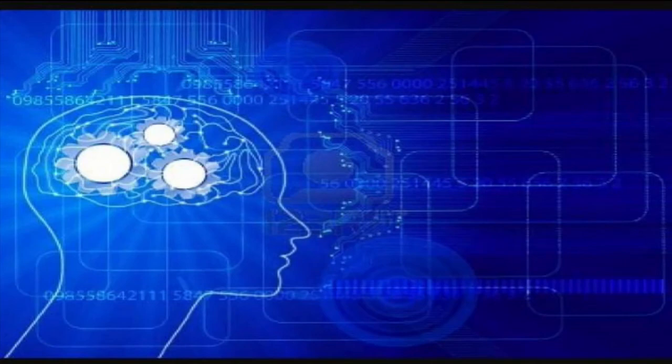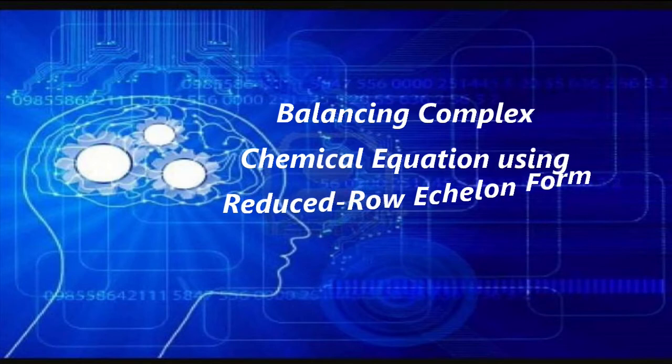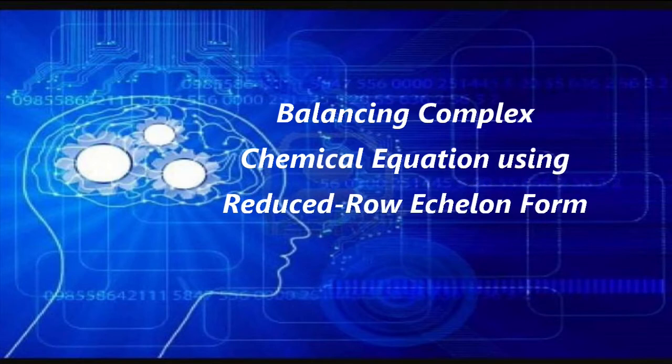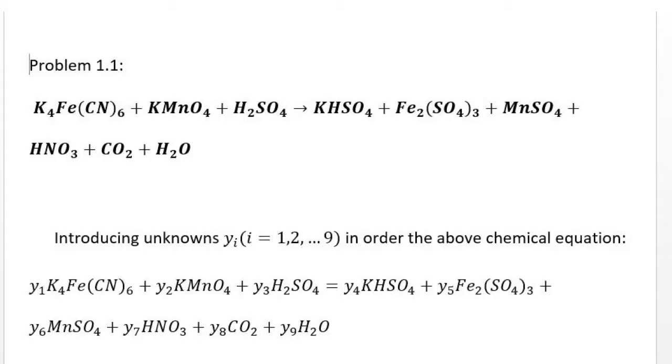Good day! For today's video, I will show you how to balance a complex chemical equation using RREF, or the reduced row echelon form. Consider the unbalanced chemical equation. In the reactant, we have potassium ferrocyanide plus potassium permanganate plus sulfuric acid to produce potassium bisulfate plus iron trisulfate plus manganese sulfate plus nitric acid plus carbon dioxide plus water.